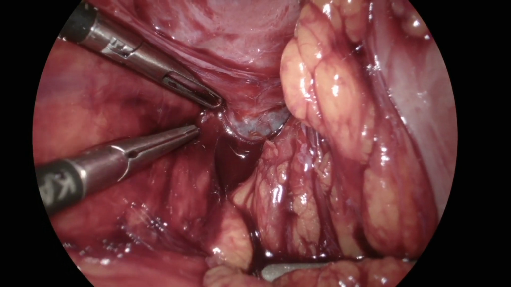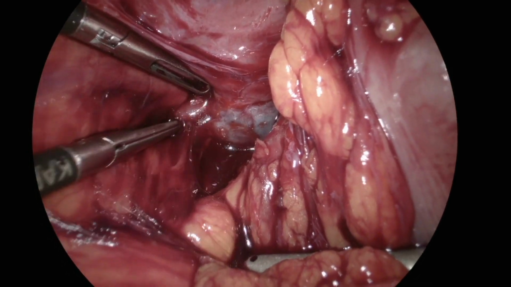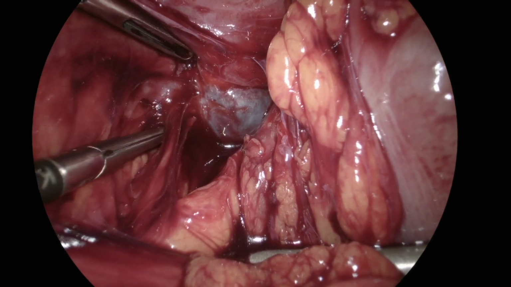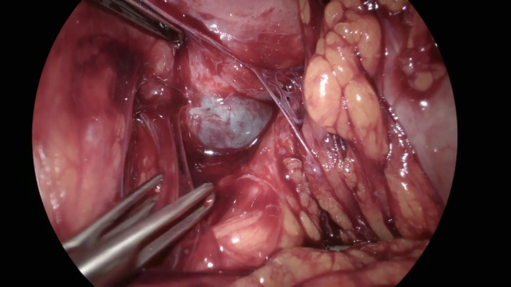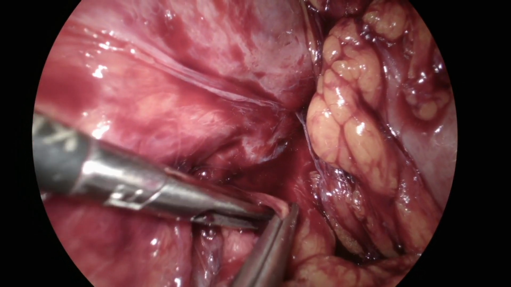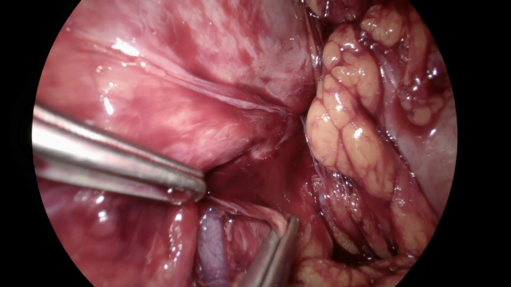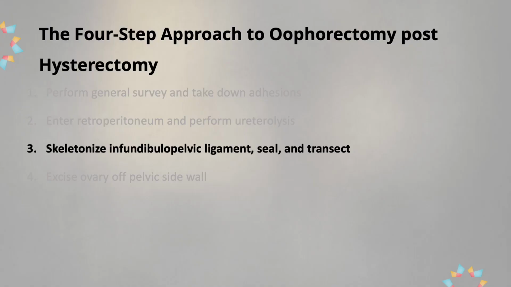We then enter the retroperitoneum superior to the ureter using a blunt technique. In cases where the pelvic sidewall is inaccessible, a lateral approach can be used. We then identify the ureter on the medial leaf of the retroperitoneum. With the ureter identified, we begin step 3, skeletonize the infundibulopelvic ligament, seal, and transect.